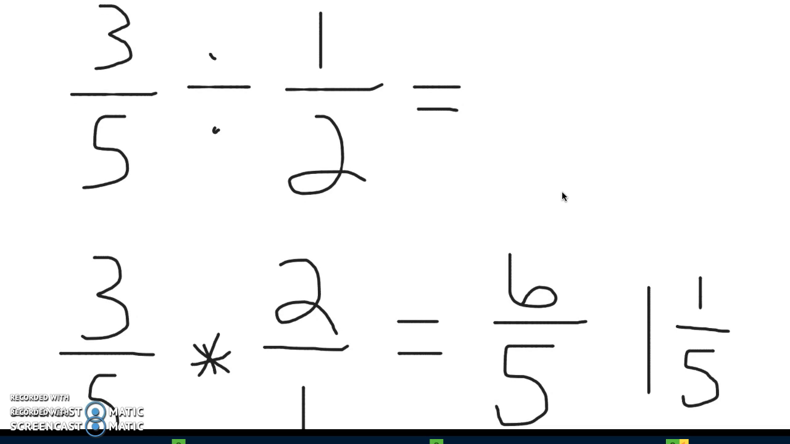So if we want to divide 3/5 by 1/2, we keep the first fraction the same, change the symbol from division to multiplication, and we flip the second fraction to its reciprocal, which in this case is 2 over 1. Multiply our numerators, multiply our denominators, which would give us 6/5 in this case, and then make sure that we simplify our answer so we get 1 and 1/5.